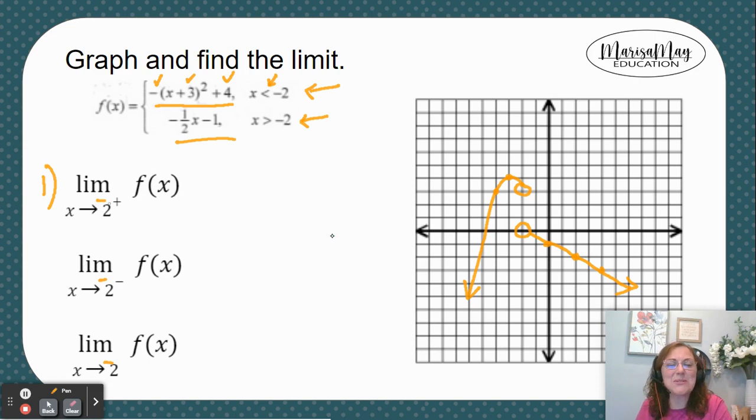What's the limit as x approaches -2 from the right? So friends, I'm coming from the right side of this graph. My eye is traveling along this portion. I'm saying, what are the y values approaching? The y values are approaching 0.